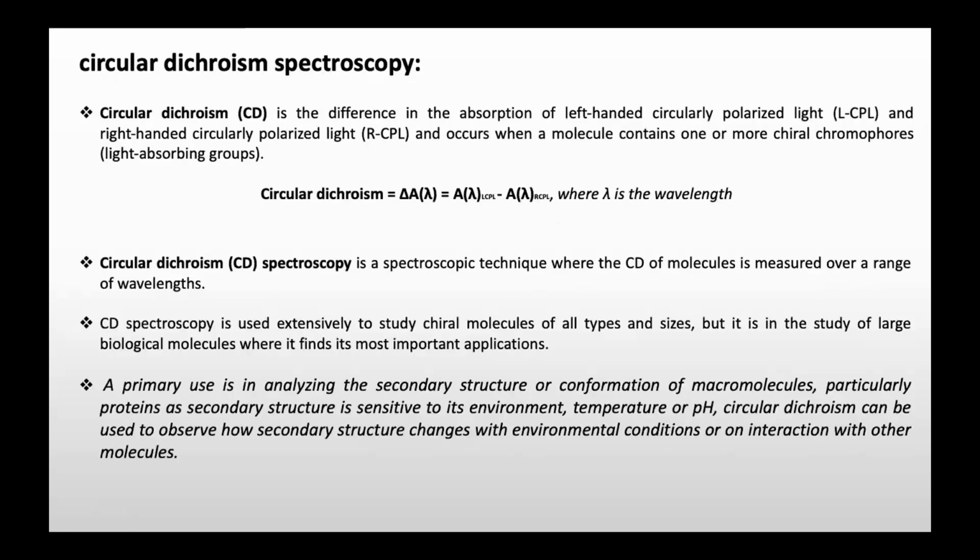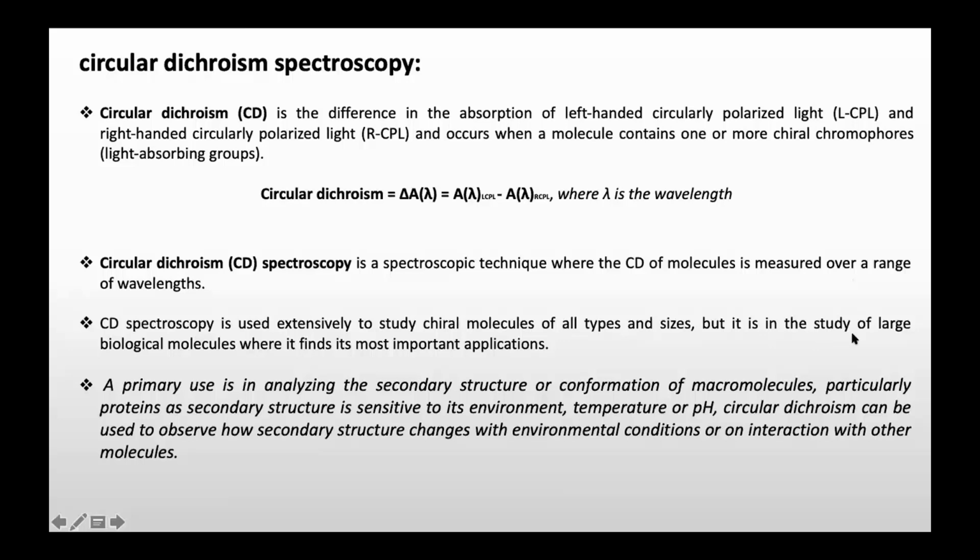Now, circular dichroism spectroscopy. Circular dichroism is the difference in the absorption of left-handed circularly polarized light and right-handed circularly polarized light, meaning the difference between LCPL and RCPL, and it occurs when a molecule contains one or more chiral chromophores. So circular dichroism is the difference of RCPL and LCPL, where lambda is the wavelength. Circular dichroism spectroscopy is a spectroscopic technique where the CD of a molecule is measured over a range of wavelengths. CD spectroscopy is used extensively to study chiral molecules of all types, because circular dichroism is observed only when the molecule has a chiral chromophore.